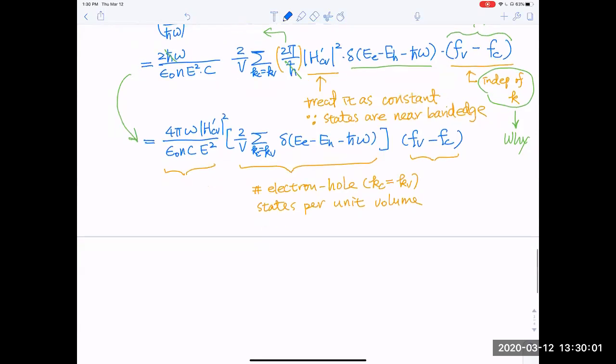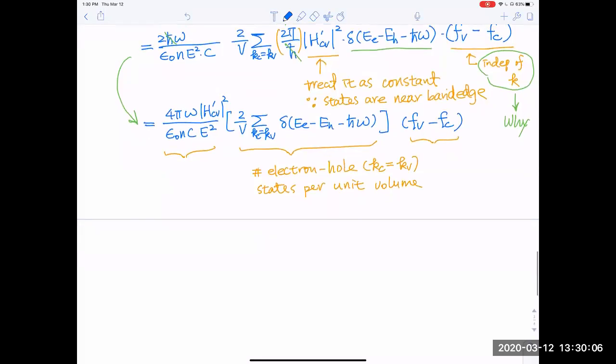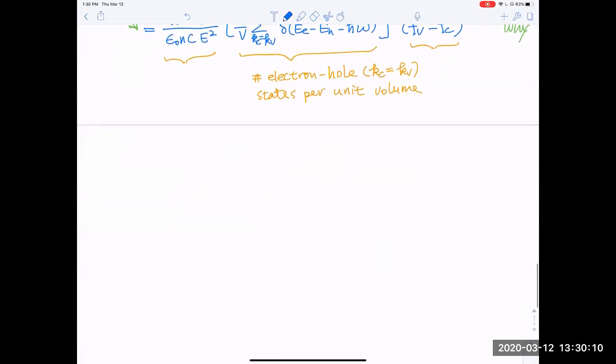Okay, so let's deal with this middle factor here. Now, if you recall earlier, we talked about density of states, okay? So earlier, we talked about density of states for the conduction band as well as the valence band, but we mainly derived the conduction band. Okay, how does this work?